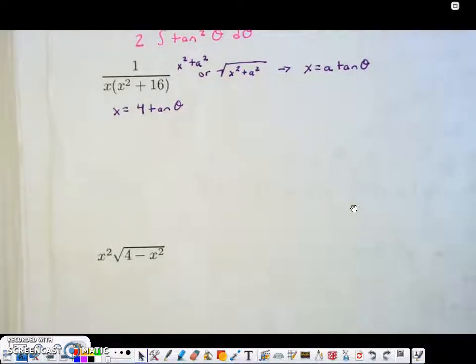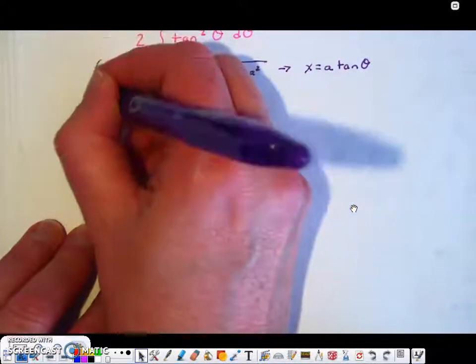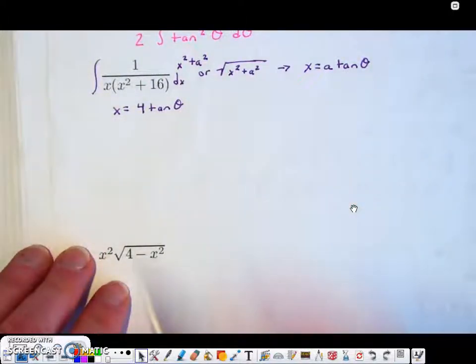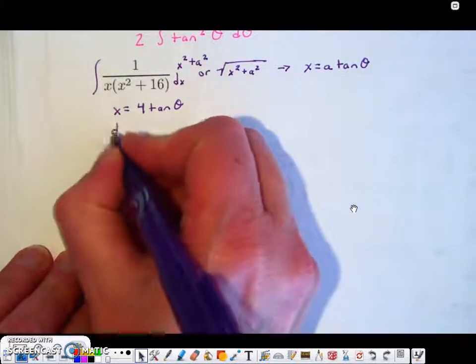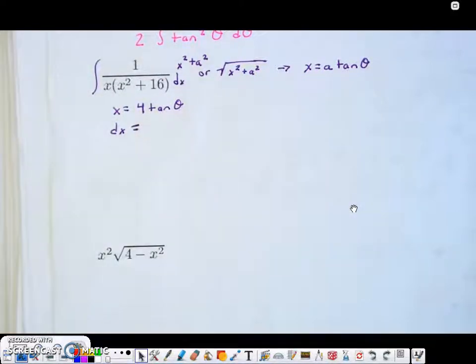Yes, you're going to be substituting for both. And the directions are to integrate with respect to x. So I'm going to go ahead and put the integral and the dx sign. So it looks like that. You're going to need to do two things. You need to find dx and you need to draw a triangle. Okay. So do you remember what the derivative of tangent is?